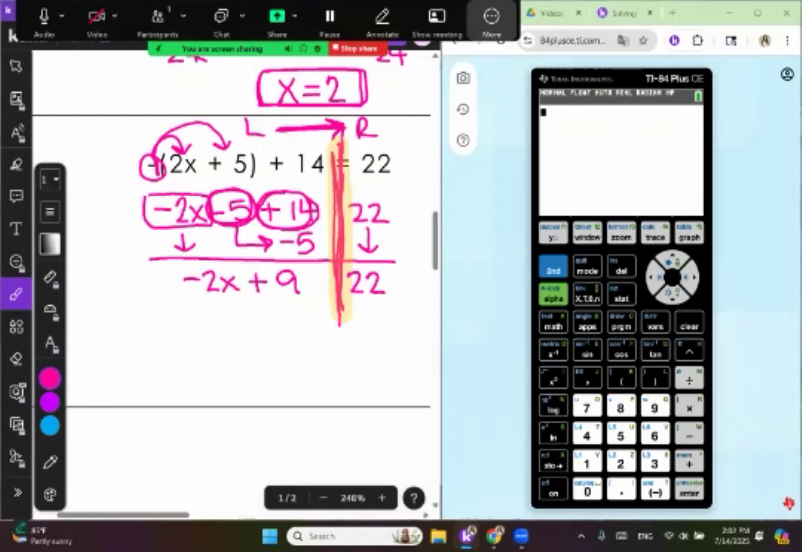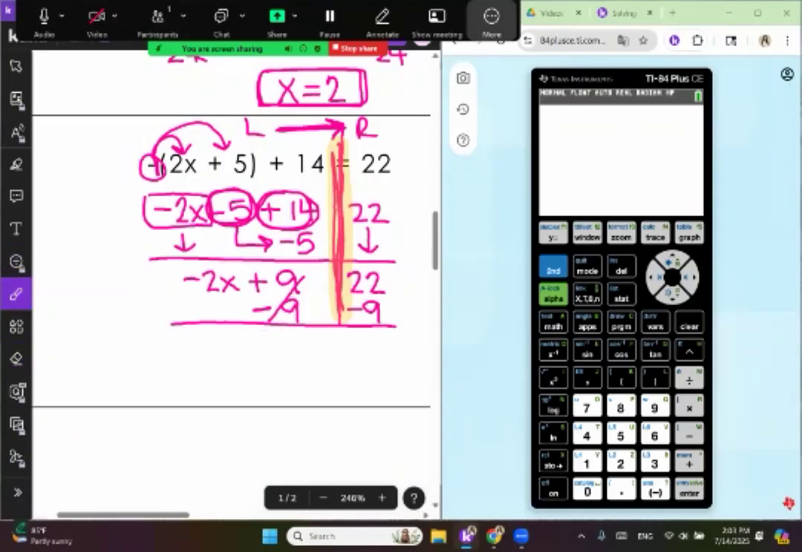Do you have letters on both sides on question 3? No, so we skip to question 4. Is there a constant? Yes. So we move the constant. Plus 9 changes to minus 9. Well, I guess I should bring it straight down. 22 minus 9 is 13. And the last step, divide.